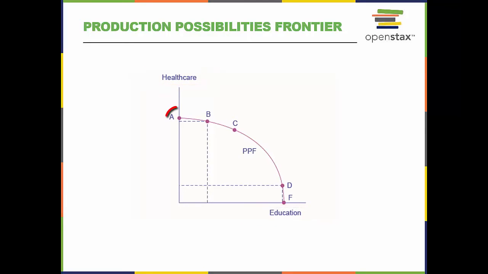At A, all resources go to healthcare. And at B, most go to healthcare. At D, most resources go to education. And at F, all go to education.